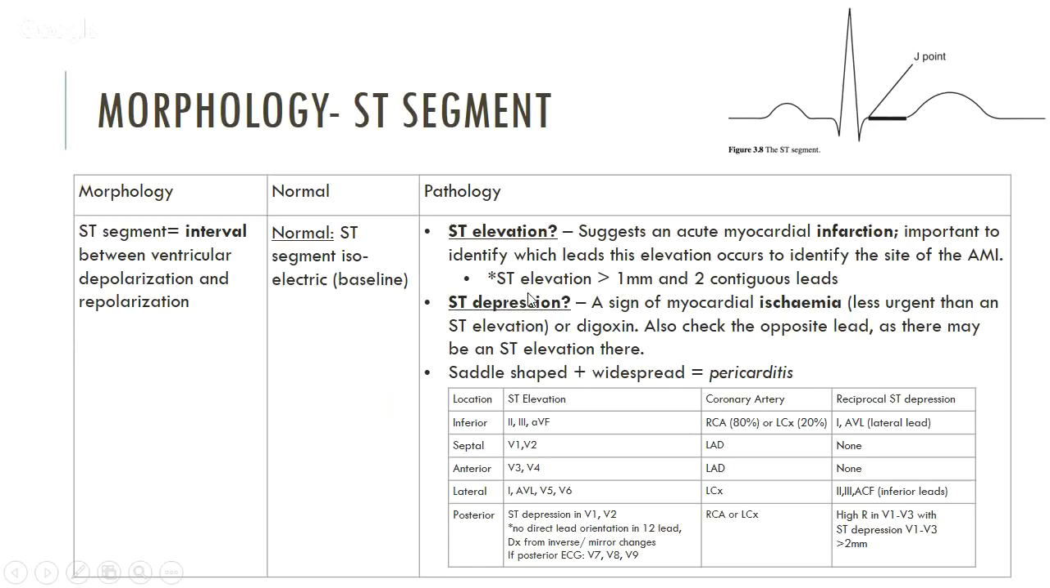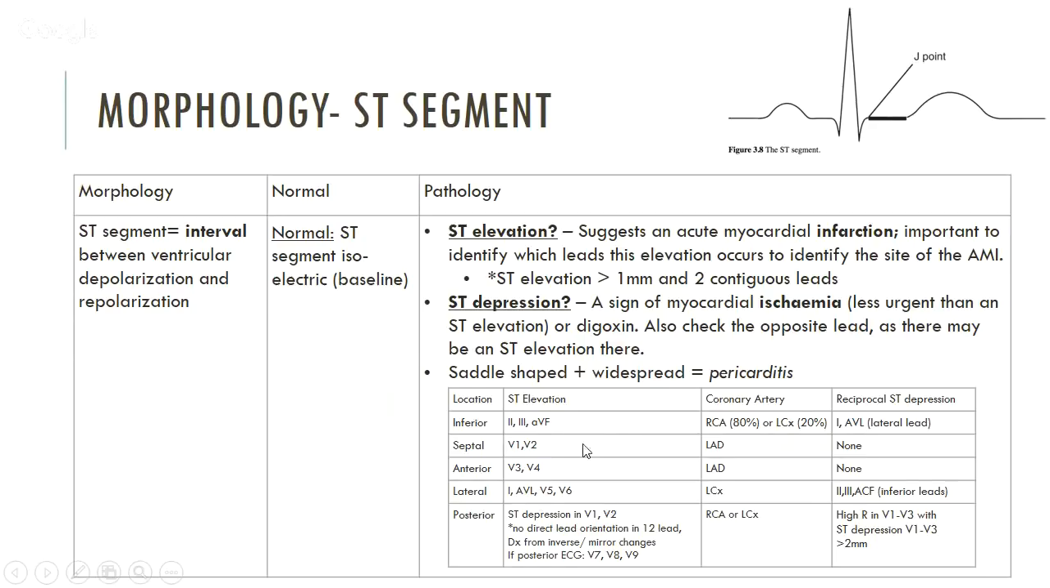And the elevation has to be in 2 or more contiguous leads. Contiguous just means within the same region. So 2, 3, aVF would be contiguous because they all represent inferior. Another thing to look out for is pericarditis, when the ST elevation is widespread and saddle-shaped. That's important to look out for. So when you're looking at an ECG, don't just say, oh, there's ST elevation there; look around the whole ECG, because if it's in more than one area, it may be more likely to be pericarditis.